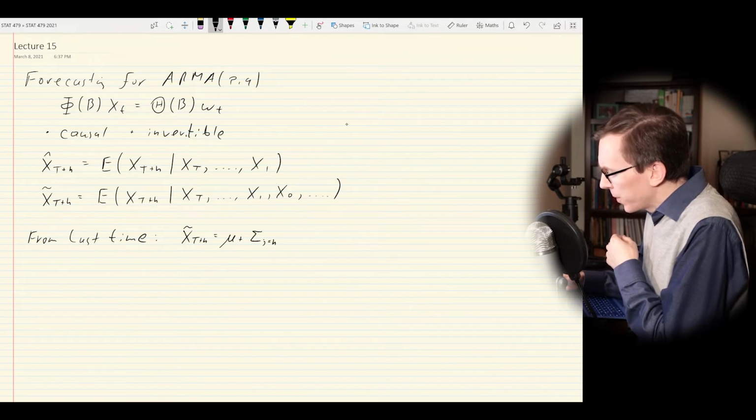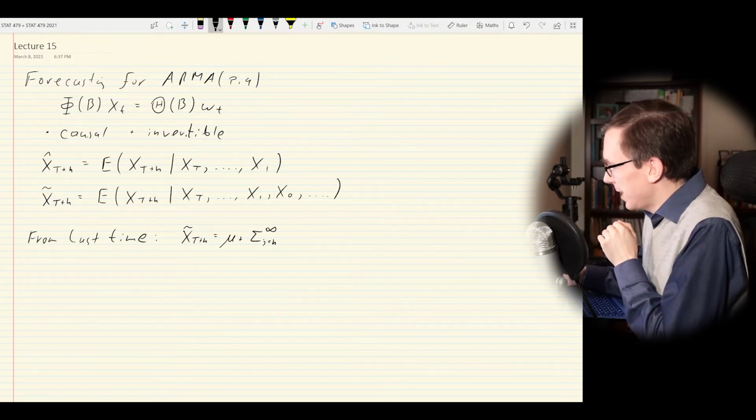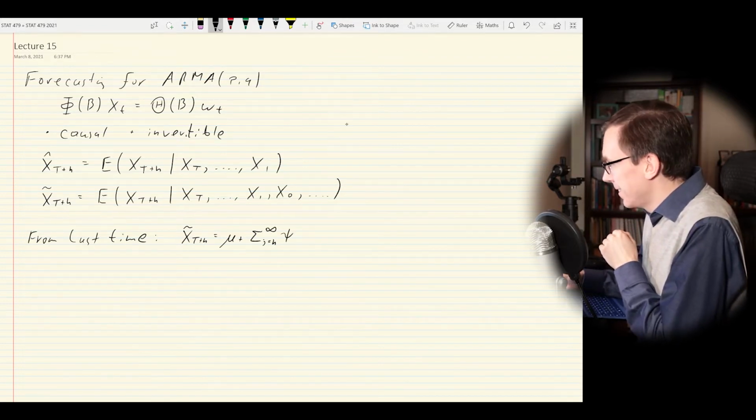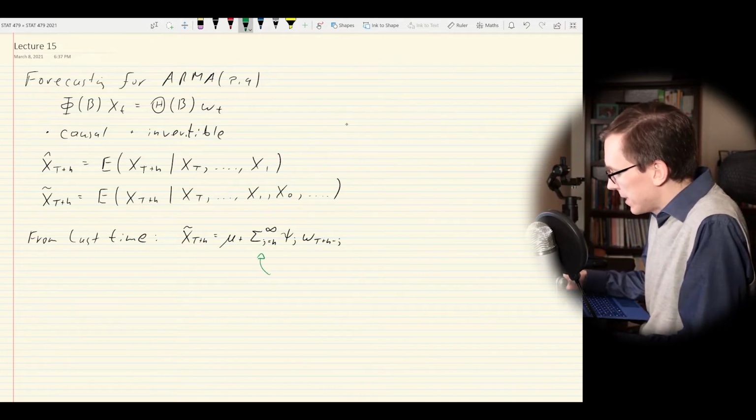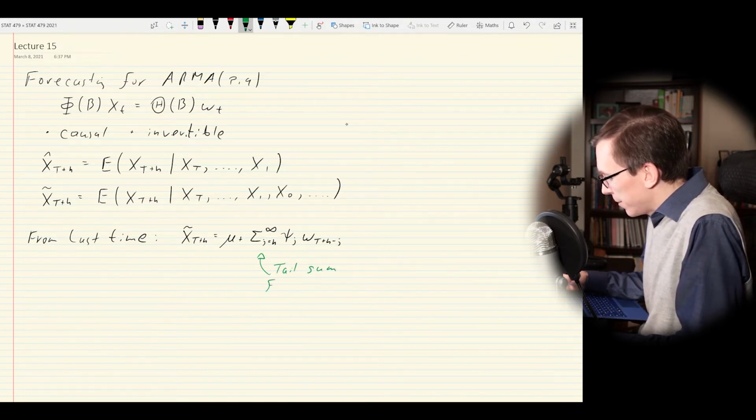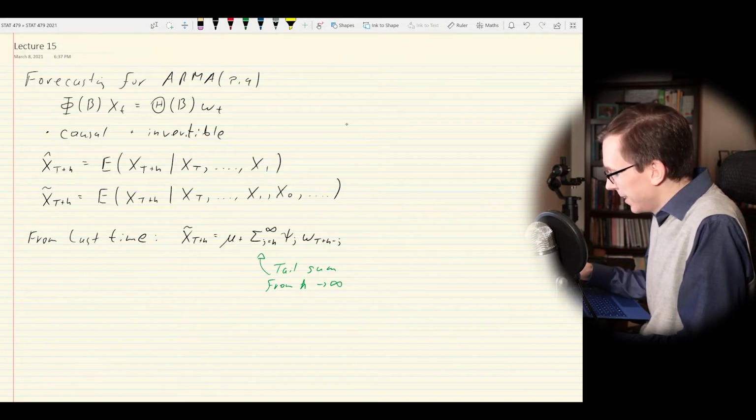Now, what we're going to do is we're going to have our summation here, but we're starting at h. And we're taking psi_j w_{T+h-j}. So the point is that, as we noted last time, this is a tail sum from h to infinity, because h is not converging to infinity, so I shouldn't use an arrow there. I should just say h to infinity.